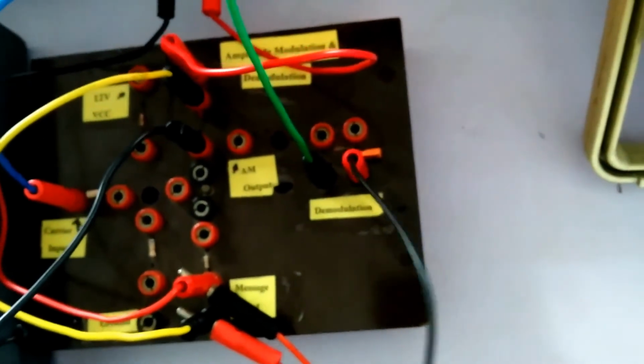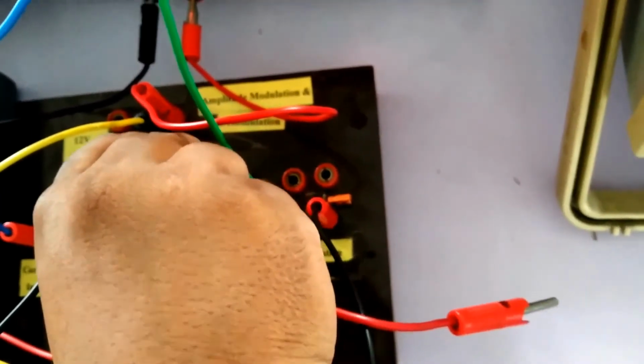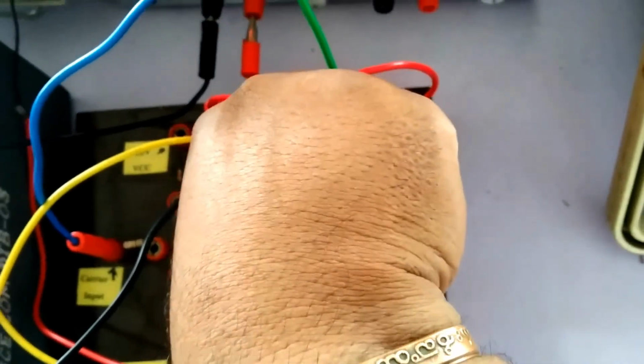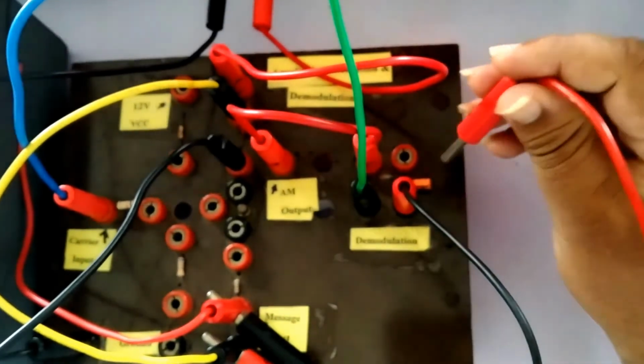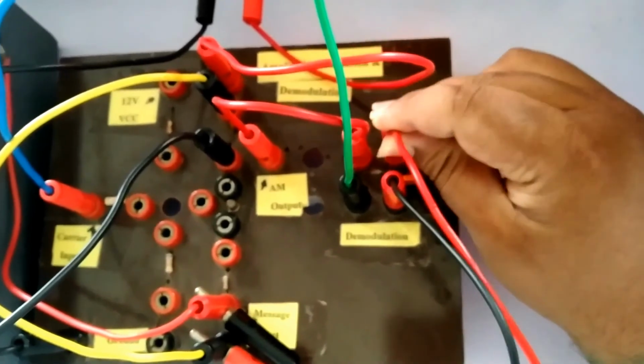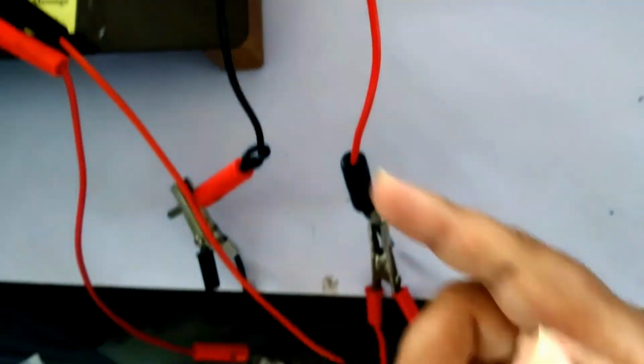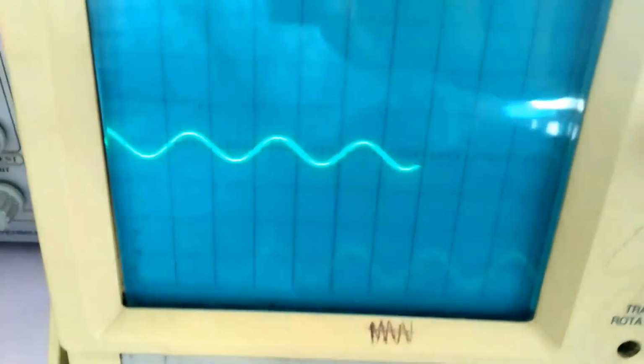And for demodulation, the output of this modulated signal, from the collector, you have to connect to the diode input, that is the AM input signal. Here you can observe the diode, resistor and capacitor, and this is the output point where we can observe the demodulated signal. So this is the output waveform.